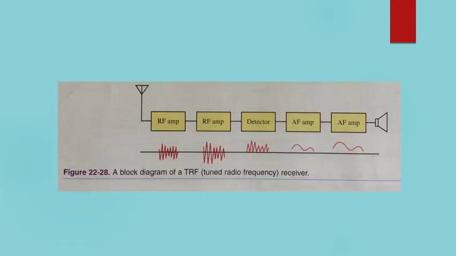After the selection, the voltages can be amplified, then demodulated. Demodulation, or detection, is the process of removing the audio portion of a signal from the carrier wave. It is a form of rectification. The audio signal is then amplified until it can drive an audio speaker.